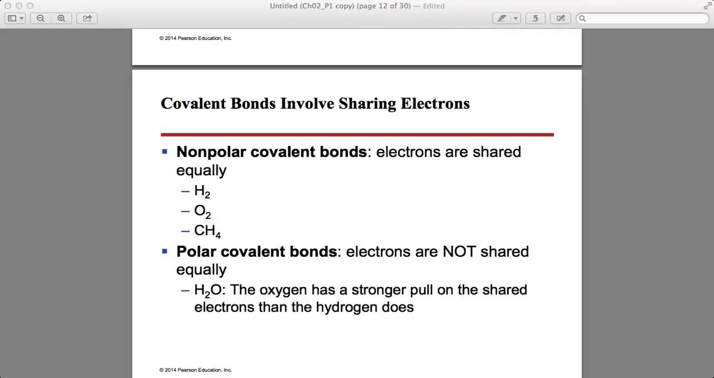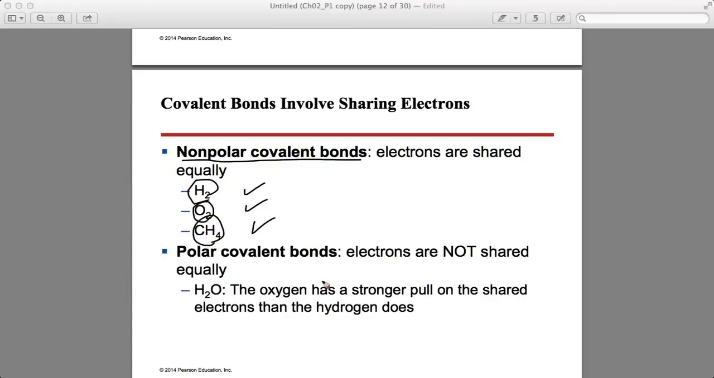There are different flavors of covalent bonds that are important to consider. You have nonpolar covalent bonds. If the electrons are shared equally, this is the situation. For example, hydrogen, oxygen, methane, and many others are neutrally bound molecules. They form nonpolar bonds, so there's no charge in either of these.